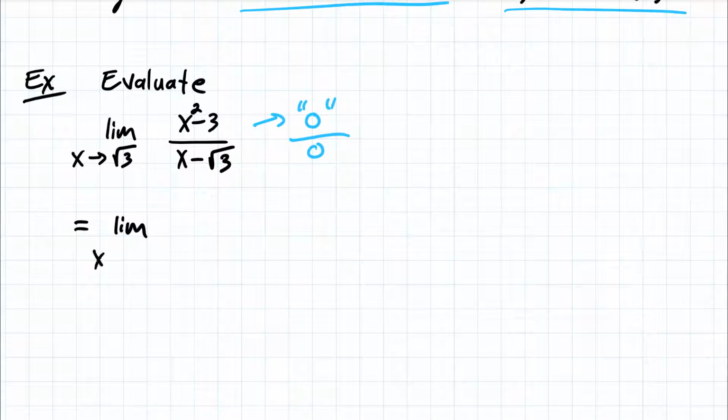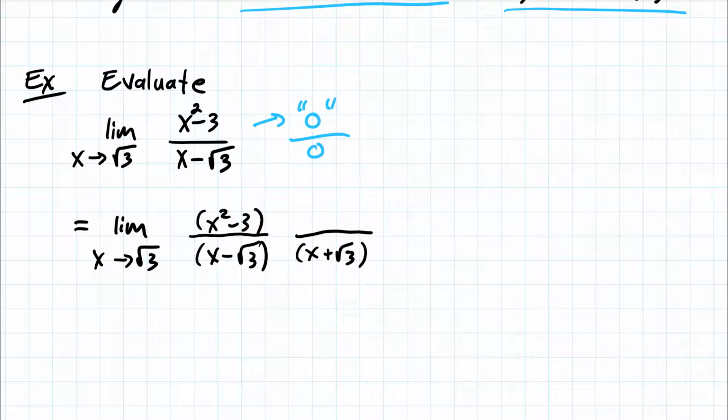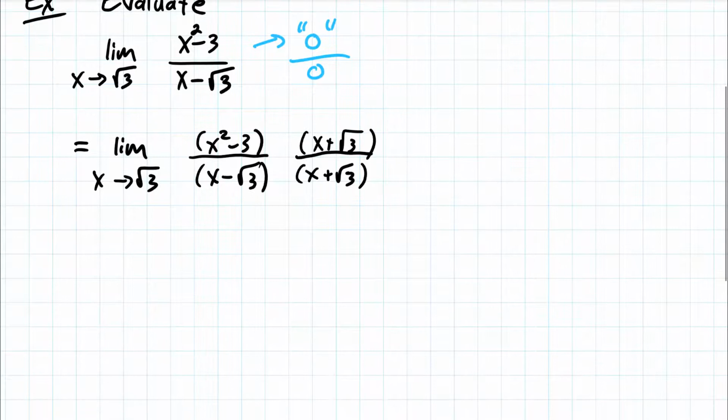So it's the limit as x goes to the square root of 3, and we're going to copy the original problem, x squared minus 3 over x minus root 3, and then we're going to multiply by 1 in a fancy way, namely by the algebraic conjugate in the numerator and denominator. So the algebraic conjugate of x minus root 3 is x plus root 3. And to keep things equal, you have to multiply by that on the top as well, so that you're only multiplying by 1.